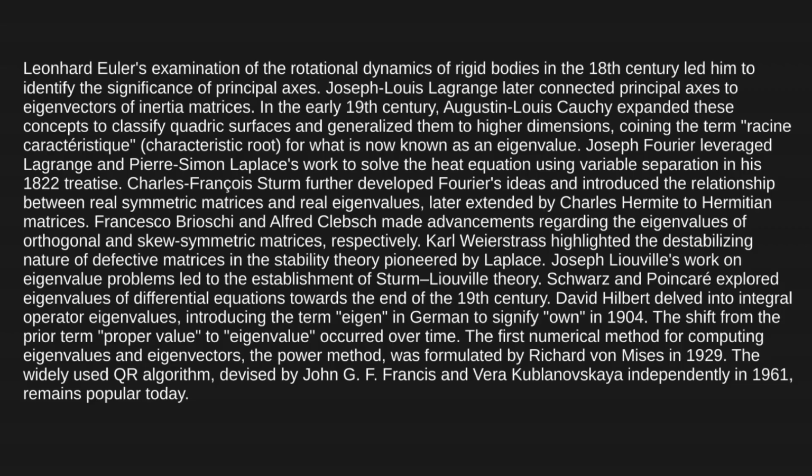Joseph Fourier leveraged Lagrange and Pierre-Simon Laplace's work to solve the heat equation using variable separation in his 1822 treatise. Charles-François Sturm further developed Fourier's ideas and introduced the relationship between real symmetric matrices and real eigenvalues, later extended by Charles Hermite to Hermitian matrices. Francesco Brioschi and Alfred Clebsch made advancements regarding the eigenvalues of orthogonal and skew-symmetric matrices, respectively.